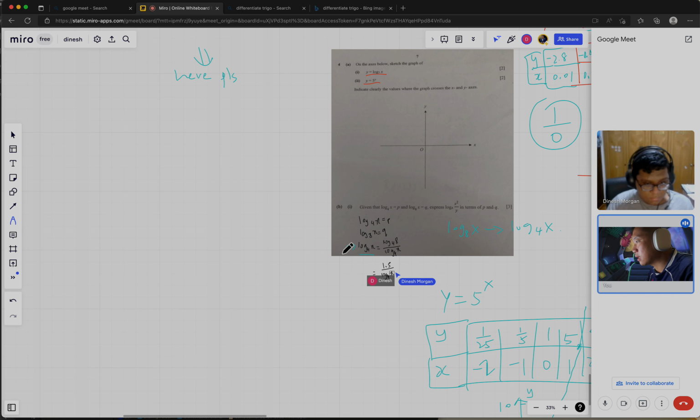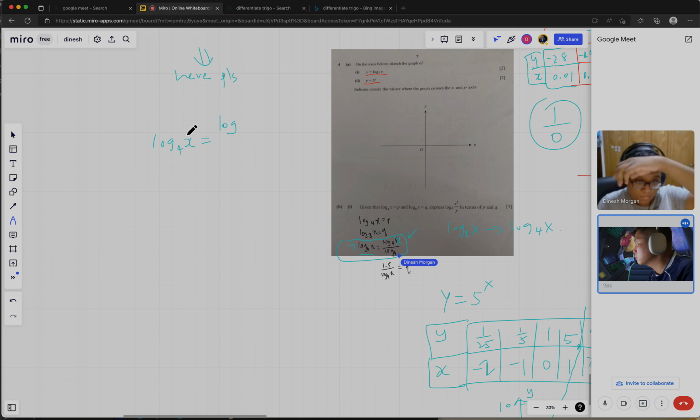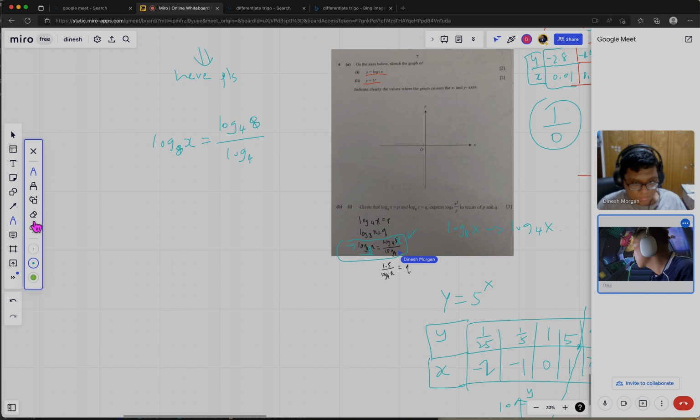But hold on, I don't understand this part. Which one? This one. Wait, this is the change of base, right? I thought log 4x, then log 4. So when you have log 4x, you want to change to... So this is your 8, so you need to write this as 8. Okay, so you want to change to log 4, 8. Yes, I understand. So it's log 4, x should be on top. Oh, x on top. Okay. Then 8 below. Yes. Okay.